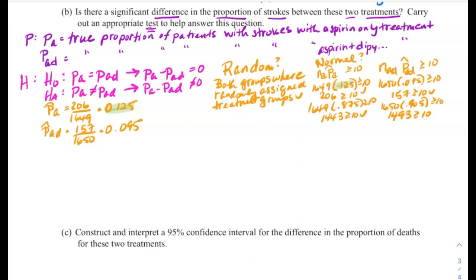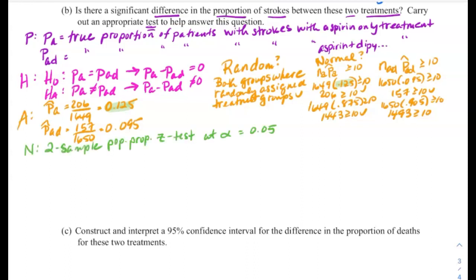So next we're on to writing out the name of the test. Okay, so once again, we're going to call this a 2-sample population proportion z-test at an alpha of 0.05. I've also seen books who will write instead that it's a 2-sample population proportion difference, or difference of population proportion z-test. Either of those is fine. So next we are on to test statistic and obtain a p-value.